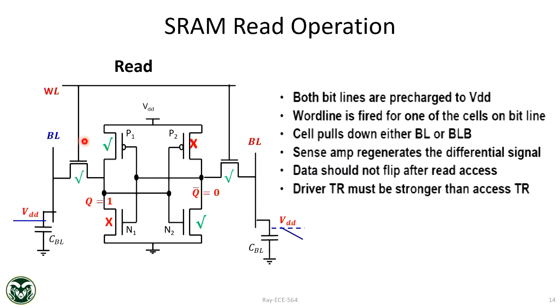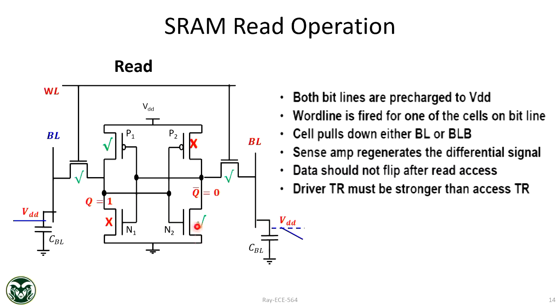Make sense? This access transistor, this is also 1, this is also 1. So even though this access transistor is on, there is no current flow. But here, there will be current flow. And current will flow from the bit line to the ground through this access transistor and NMOS. Now tell me which one needs to be strong.